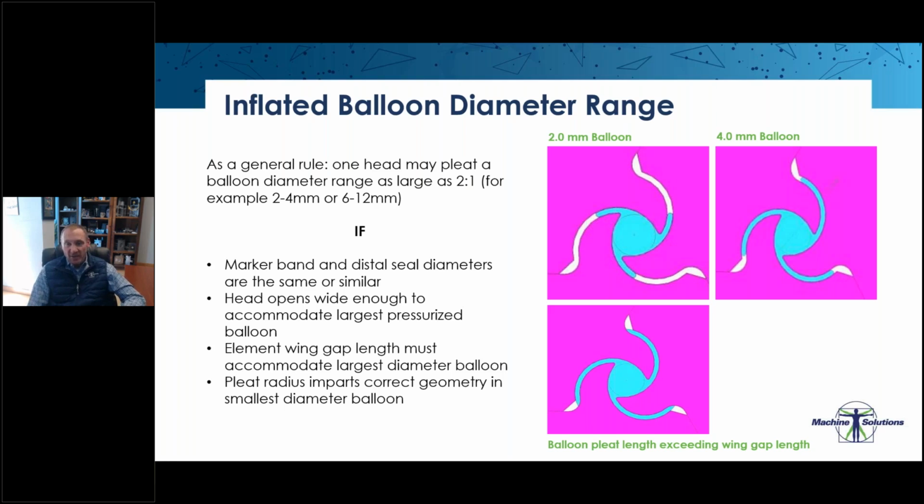The other area we can look at is making the overall wing length longer, but typically the design there requires the angle at which the pleat leaves the root to become a little bit straighter to allow the length of the wing gap to be longer. And as you straighten that section out, that shorter pleat in your smaller diameter balloons may not have the proper radius or geometry imparted in it, and again can lead to backfolding or bunching of the balloon in those smaller diameters.